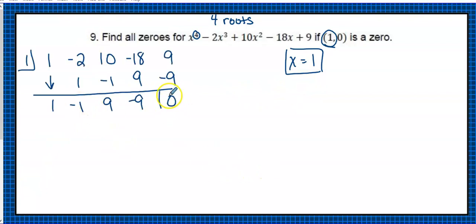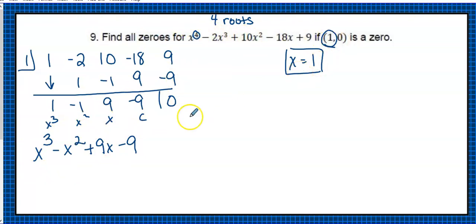Okay, so I did my synthetic division. My remainder was 0, which it should be. This is my constant. This is my x term, my x squared, and my x cubed. So I have x cubed minus x squared plus 9x minus 9. So this is what we get when we divide this polynomial by the x equals 1. My key does this another way, but what I'm seeing is I've got 4 terms here, so I'm going to use grouping. If you remember, we did that when we split the middle term on our trinomials.